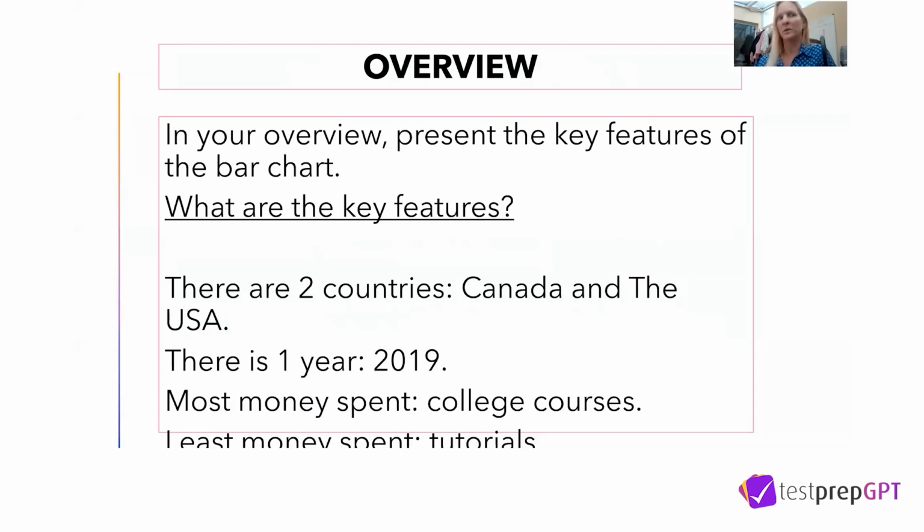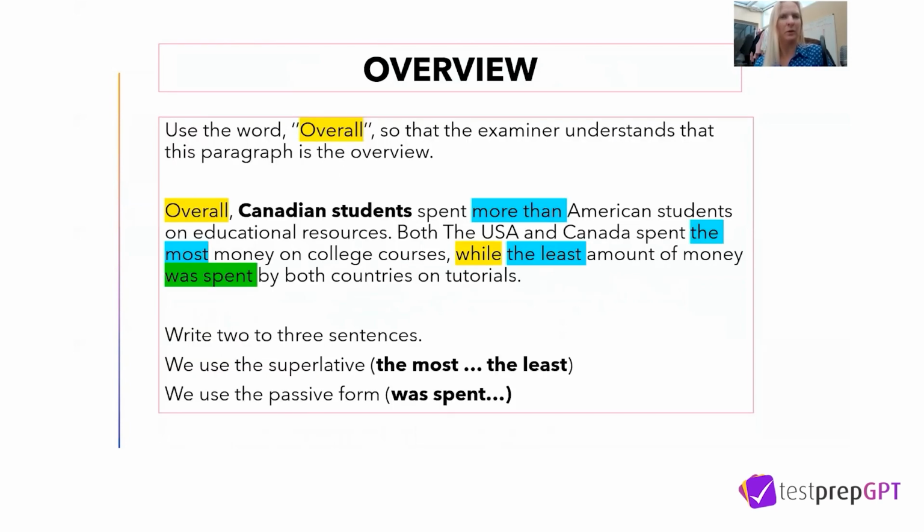So the most money was spent on college courses, the least money was spent on tutorials. That is our key information, and that's what we want to include in the overview. So if we put that together in writing, let's start with a nice linker. I think overall is a perfect linker for an overview because it signifies that we're going to summarize the information.